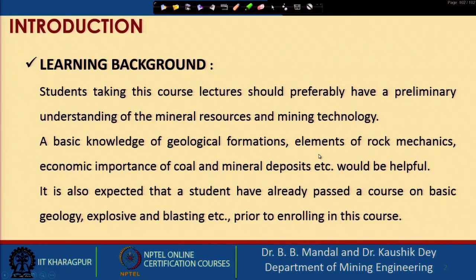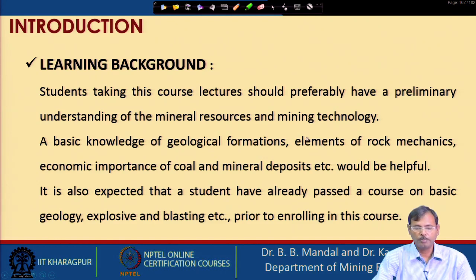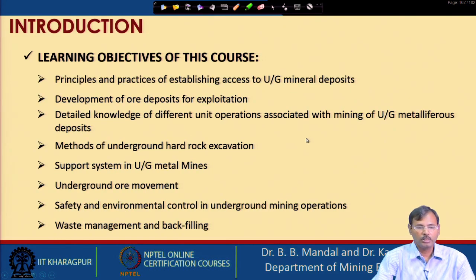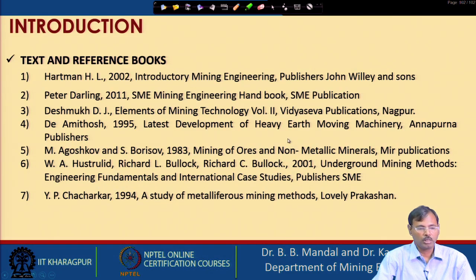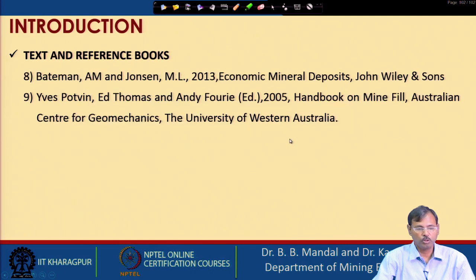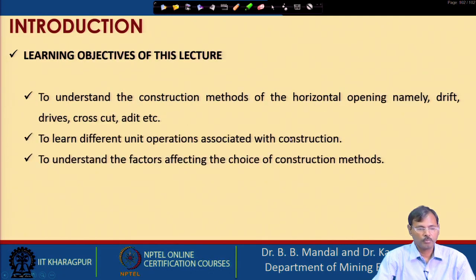But before continuing with this lecture, let us look into the learning background required for the participants of this course. These are the learning objectives set for this course, and this is the expected learning outcome from the participants of this course. These are some of the text and reference books, and these are the learning objectives set for this fourth lecture of horizontal drawbages.